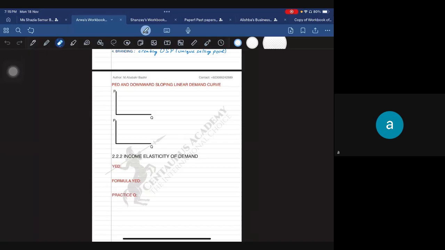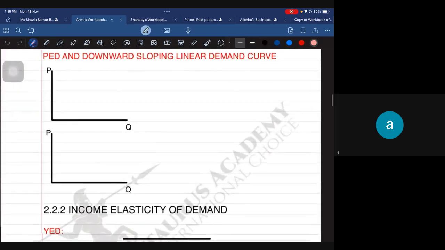Okay, so we are going to continue from where we left off in the last class with the PED and downward sloping linear demand curve. This is the only topic left in PED. So, price elasticity of demand. We have to talk about the linear demand curve, and it is going to be in relation with the total revenue.